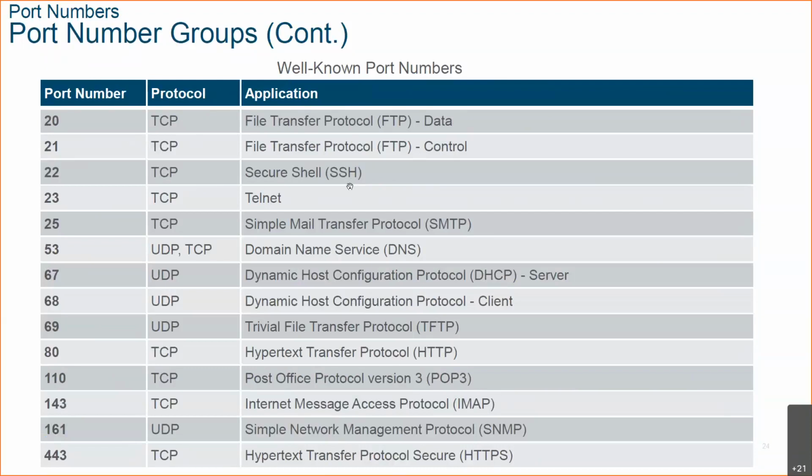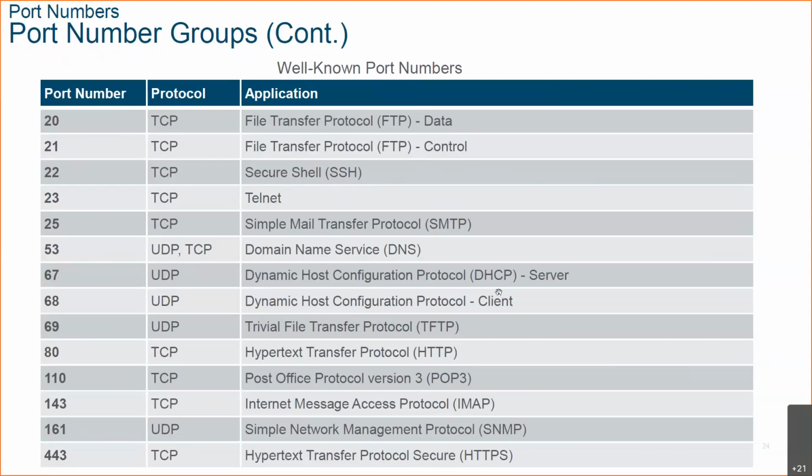SSH is your secure shell, ensuring that the data you send is encrypted so that people cannot just read it. 23 is your Telnet. Telnet will not be encrypted. That's why we need SSH. 25 would be your SMTP. 53 is your DNS, which uses both UDP and TCP protocols.